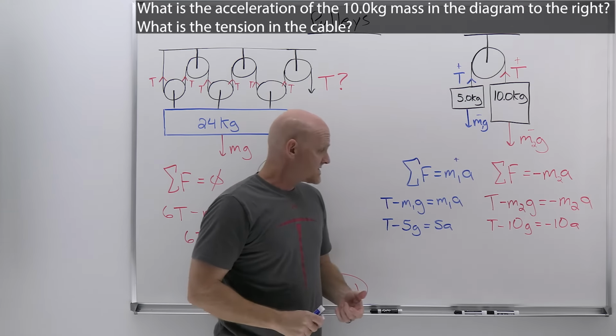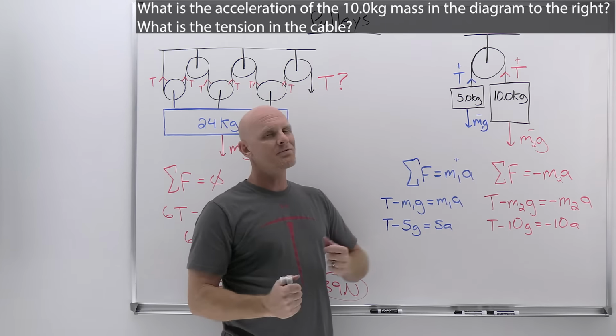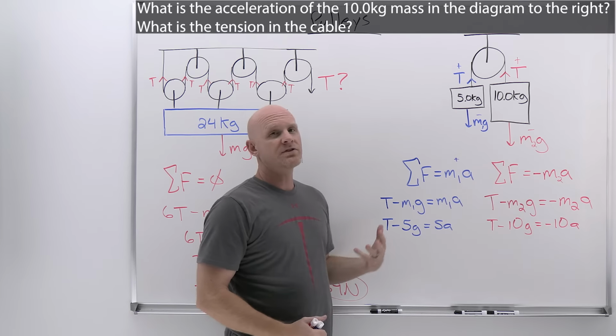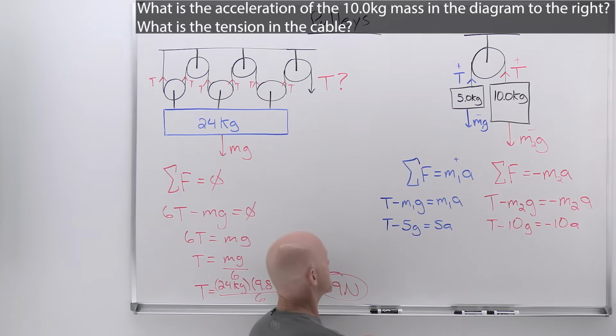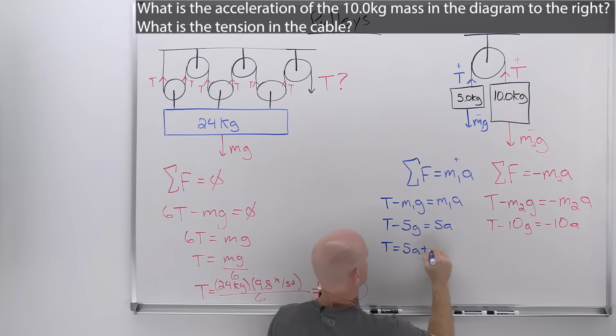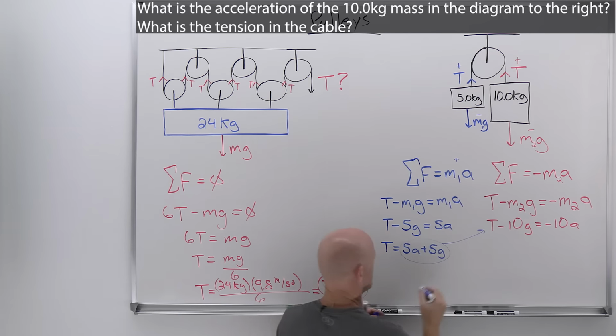So a couple different ways we could solve this. We could try and set this up with some form of linear combination, stuff like that, but my preferred way is probably just to solve this by substitution. So solve for one of the variables and substitute it into the other equation. In this case, that's exactly what I'm going to do. Here, I'm going to solve for tension, and adding 5g to the other side, it's going to be 5a plus 5g. And then I'm going to substitute that right in here.